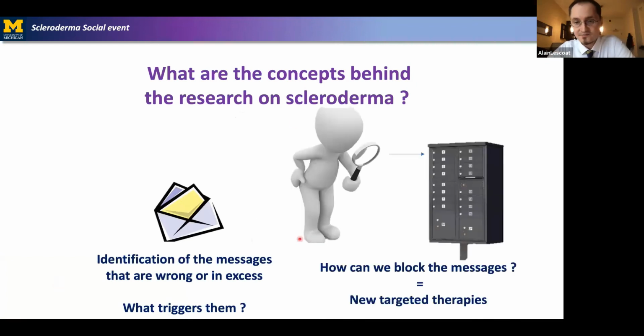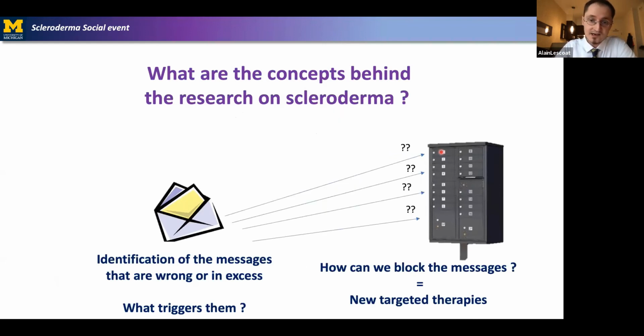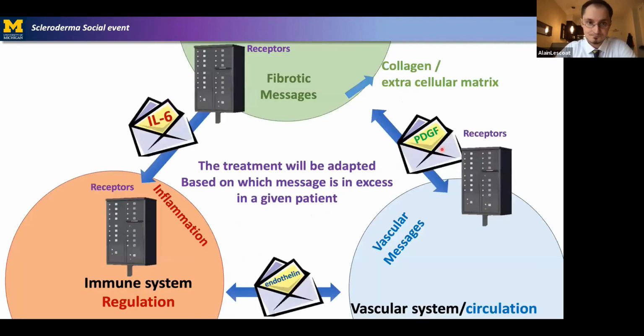The other aspect is to understand how we can block these messages, meaning how can we find new targeted therapies that could block the message. In other words, we need to identify the message and to block the receptor, meaning the mailboxes that are supposed to receive these messages, to block the abnormal messages or the messages that are in excess in our body during scleroderma.